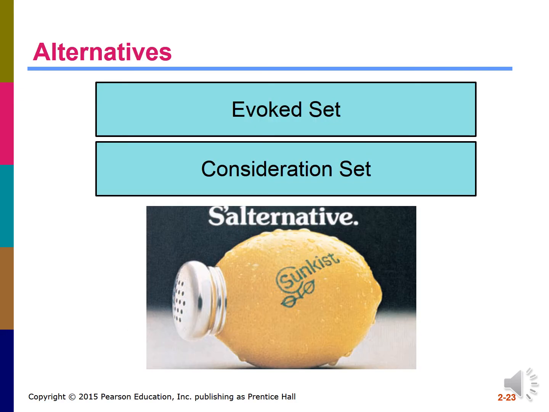The alternatives a consumer knows about is the evoked set. The ones actually considered make up the consideration set. In this ad for Sunkist lemons, the goal is to illustrate lemons as a possible alternative to salt.